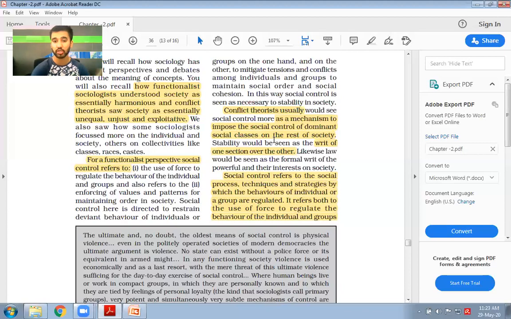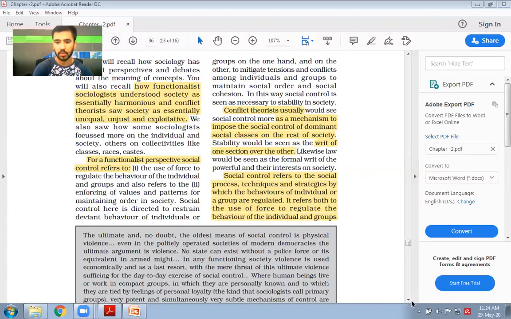So I'm sure now you have understood both perspectives of social control, from the functionalist perspective and from the conflict theorist perspective, what they say regarding social control. So kindly text me if you have understood, everyone, then only I'll proceed further. Clear? Okay. So these are the two perspectives.